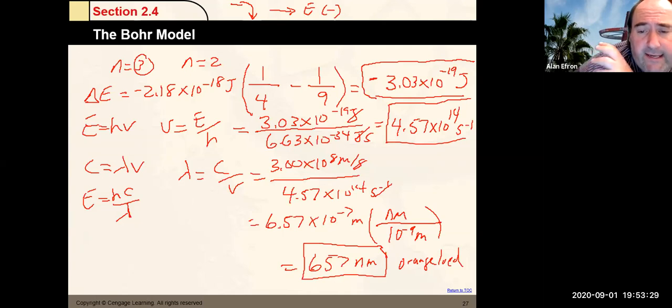So again, any questions on any of these calculations? Clearly, you need to be able to do these calculations. The lab for tonight is pretty much all these calculations, a whole bunch of them. Any questions on any part of that?